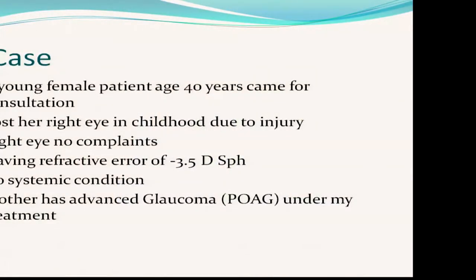Let's start with a very simple and very common scenario, a question we often face from our colleagues: what to do. I'm presenting a real case, a 40-year-old young female. I have followed her up for almost 12 years now. When she came to me for the first time, she gave a history of losing vision in the right eye since early childhood because of trauma. She was one-eyed and had a refractive error of around 3.5 diopter spherical in the left eye. There was a strong family history of glaucoma.